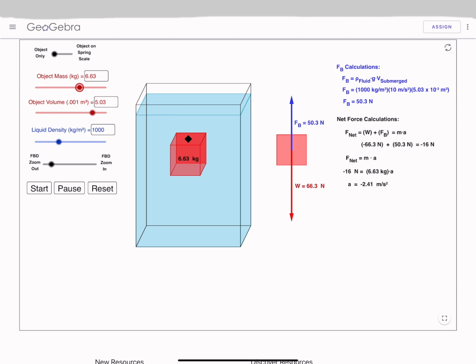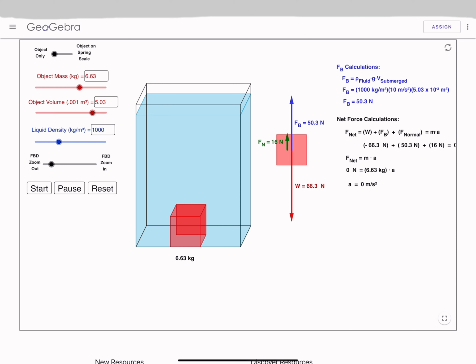So 50.3 is the upthrust, but this time you have taken a greater weight. So what will happen? You can see that the weight, of course, is greater than the upthrust. The weight is greater, which means the net force is downward, and here you can see the acceleration is downward, minus 2.41. So what will happen in this case? The body is going towards the bottom of the tank. So ultimately, it will sink.